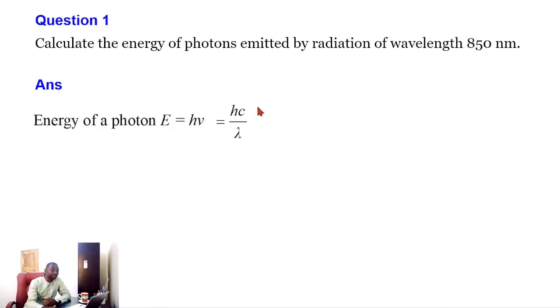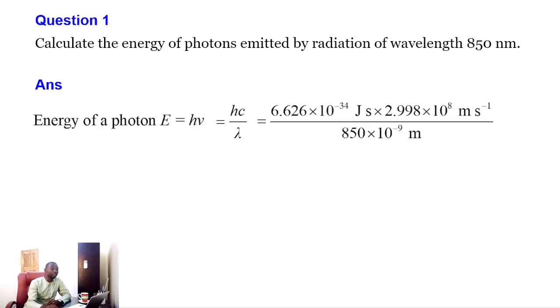So that gives h, the Planck's constant, times the speed of light divided by the wavelength. If we substitute the Planck's constant, speed of light, and of course the wavelength, then we obtain this as the resultant expression, which we can evaluate to obtain the energy of the photon. That gives 2.3 times 10 to the power of negative 19 joule as the energy of one of the photons.